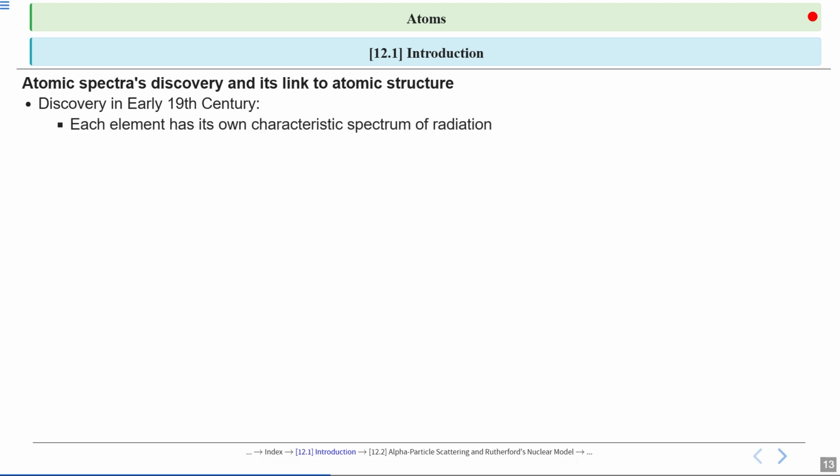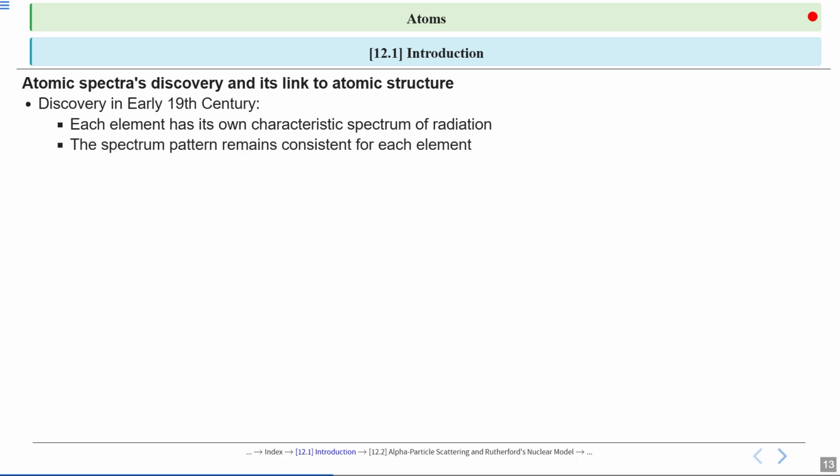They found that each element produces its own unique spectrum of radiation. That means, for example, hydrogen gives off a different set of colors than sodium or helium. This uniqueness is like a fingerprint for each element.